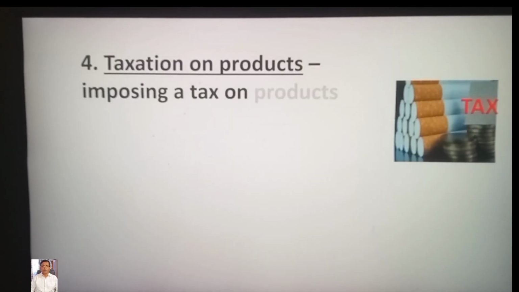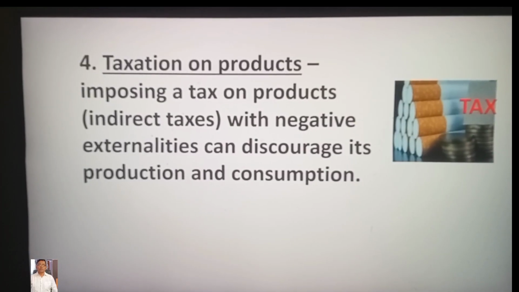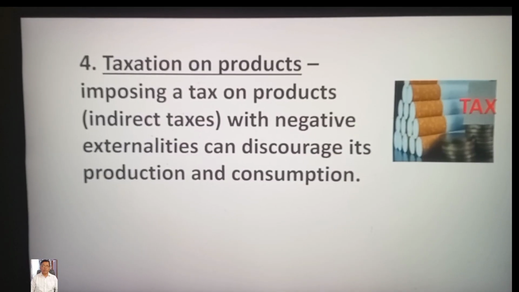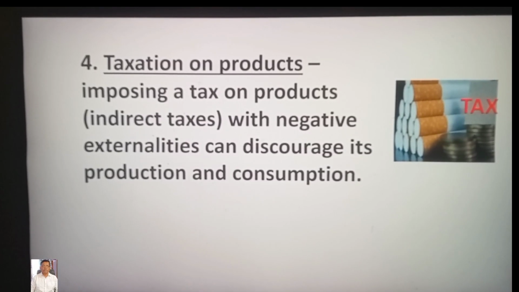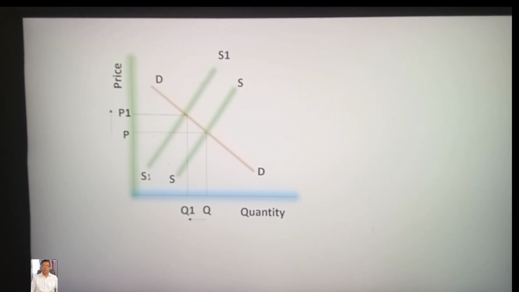Fourth, taxation on products. Imposing a tax on products, indirect taxes, with negative externalities can discourage its production and consumption. For example, a tax on tobacco will make it expensive to produce and consume. In the diagram, a tax has been imposed on a product, causing its supply to shift from S to S1. The price rises from P to P1 because of the additional tax amount, and quantity traded in the market falls from Q to Q1.